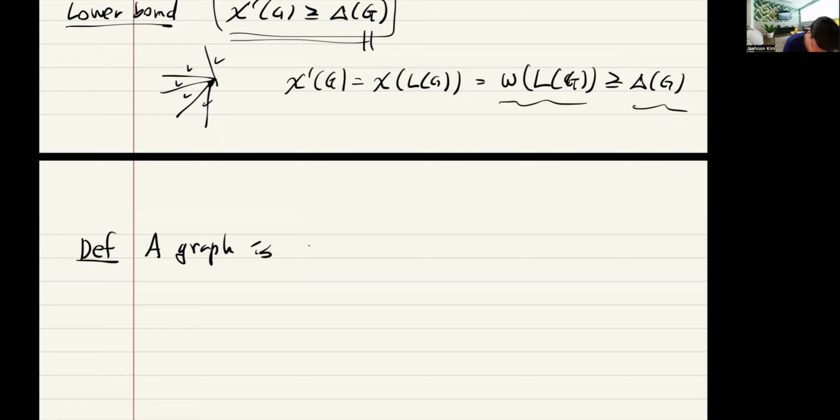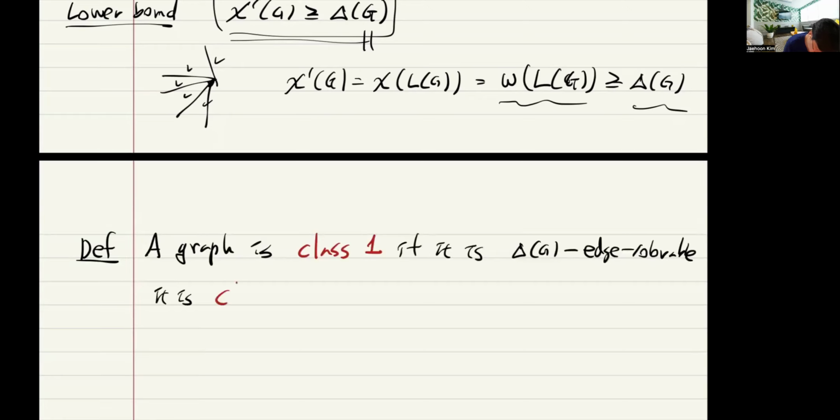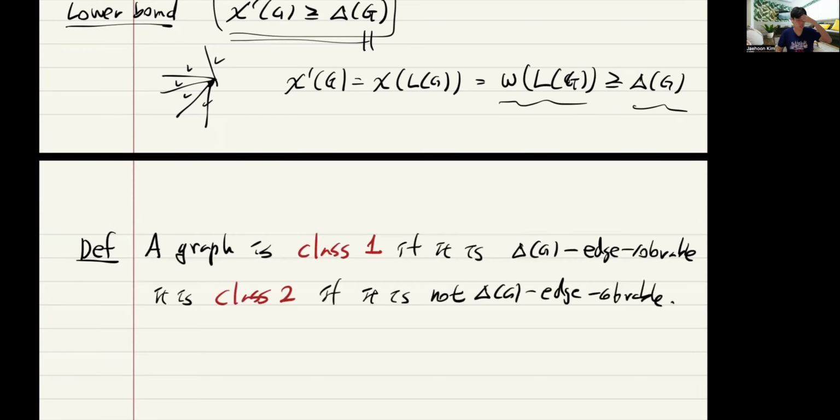We say that a graph is class 1 if it is delta of G edge-colorable, and it is class 2 if it is not delta of G edge-colorable. So you require one more color.